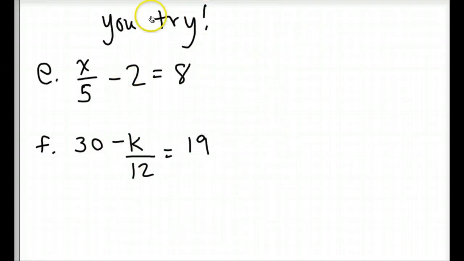All right, so now here are the two you-try examples. Go ahead and pause here. Remember, E is just going to be just like example number 5, and F is going to be just like example number 6. So pause here and see if you can get them.